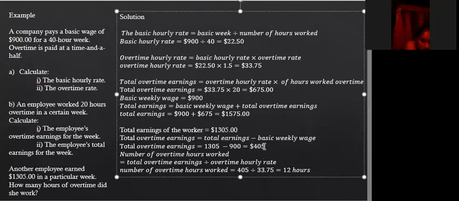Now that we know the amount of money she made for overtime, we can say total overtime earnings divided by overtime hourly rate, which is $33.75, will give us the number of overtime hours. So that's 405 divided by 33.75. So she worked overtime for 12 hours. Any questions? Okay, right. I'm going to stop here.